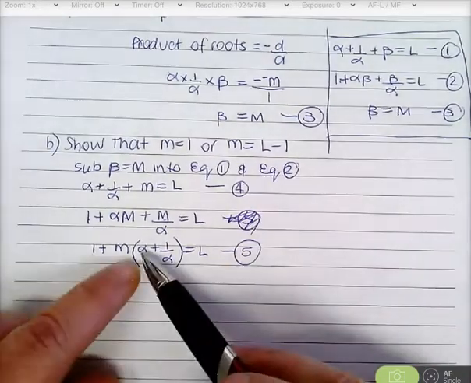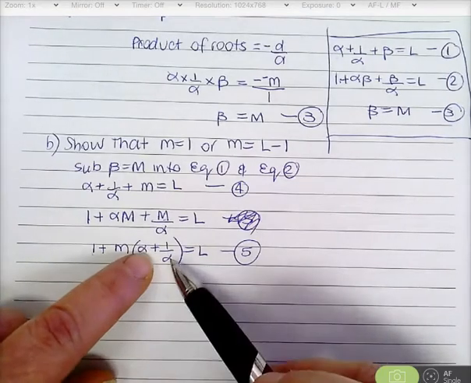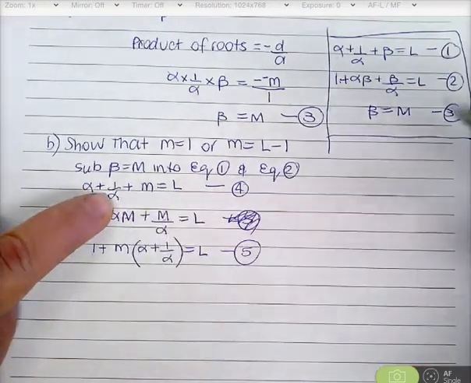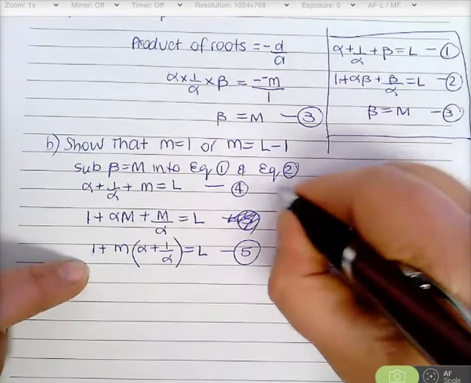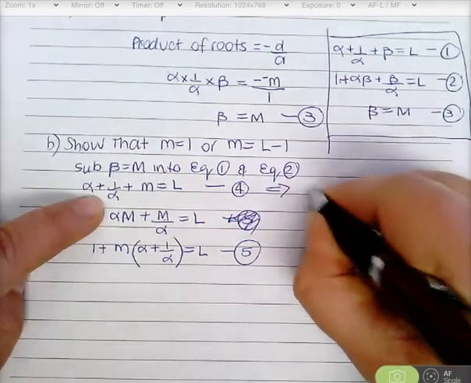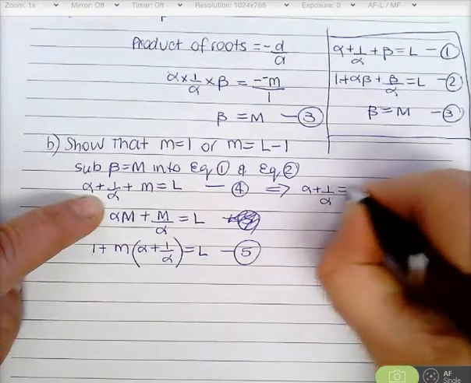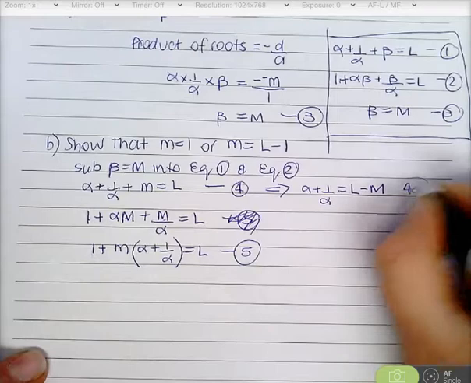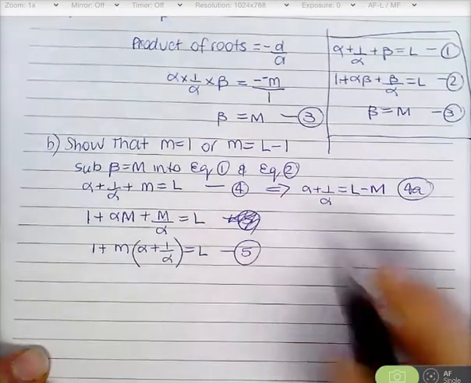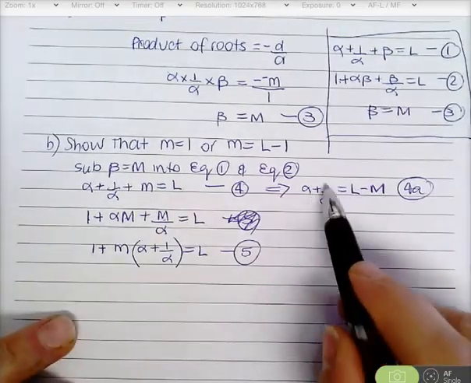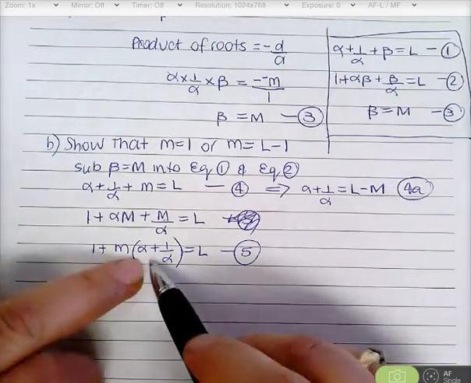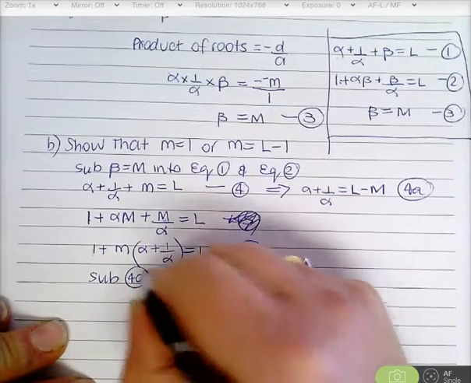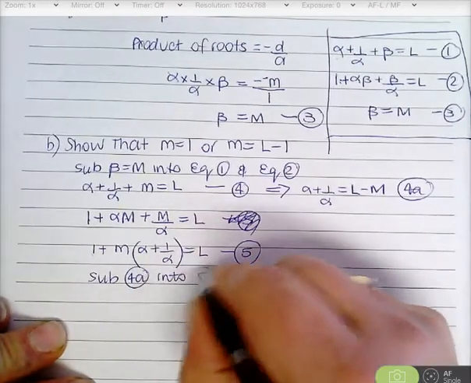Now, what I can see here is that I've got alpha plus 1 on alpha. And in equation 4, I've also got alpha plus 1 on alpha. So I'm going to rearrange equation 4 and write that alpha plus 1 on alpha is L minus M. And I'm going to call that equation 4a. Okay, so now I'm going to substitute alpha plus 1 on alpha, which is L minus M, into here. So I'm going to sub equation 4a into equation 5.